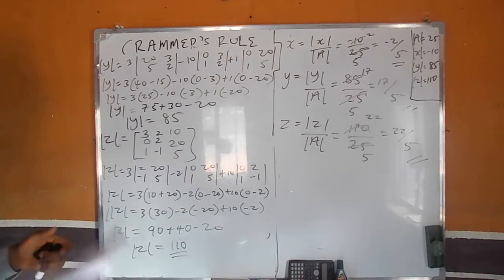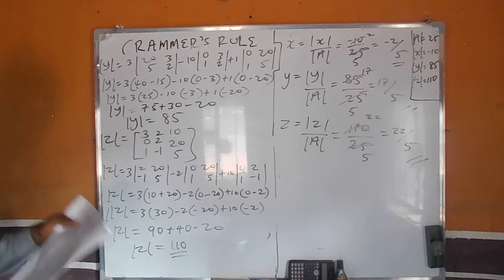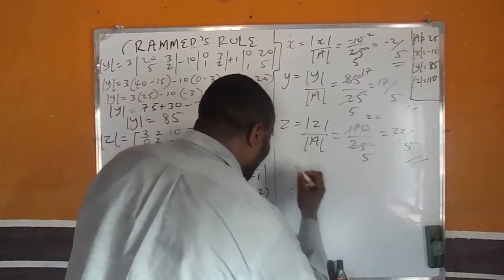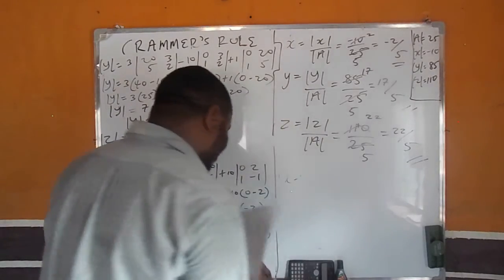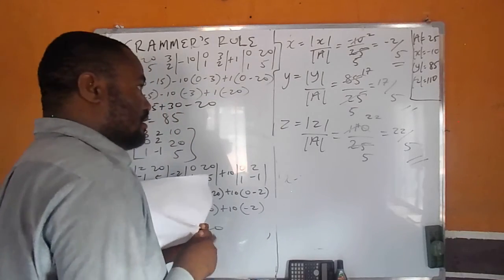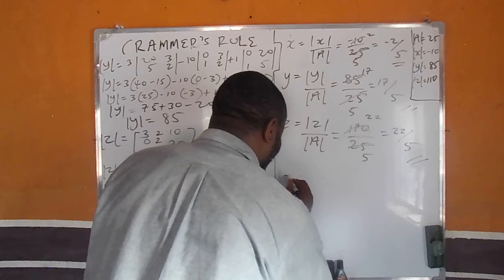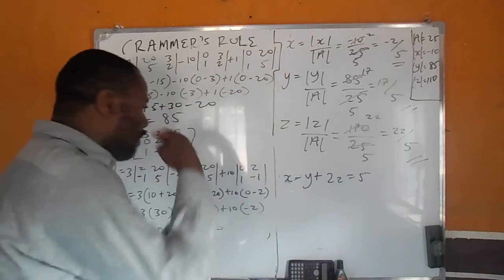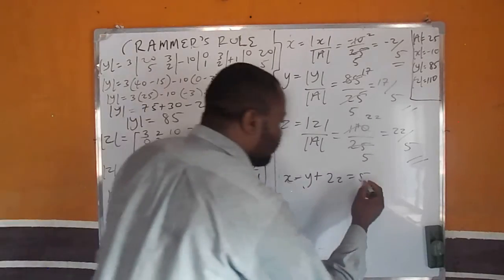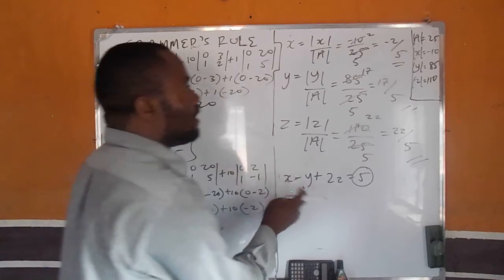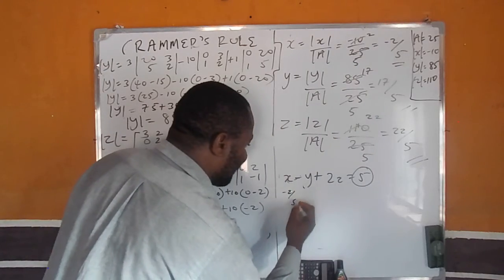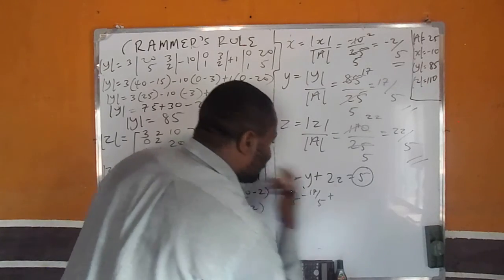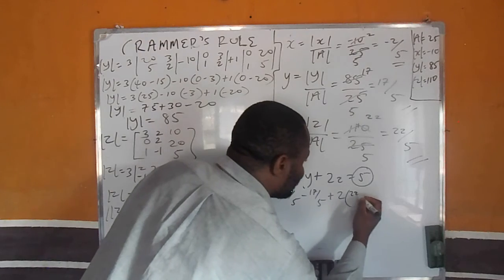So normally, if we want to verify the answer the way we used to verify it, we will still apply it. Picking any of these equations, we can say x minus y plus 2z equals 5. When you pick equation 3, you want to get this 5. So when you put your x, which is negative 2 all over 5, minus your y, 17 all over 5, plus 2z, 2 in bracket, 22 all over 5.